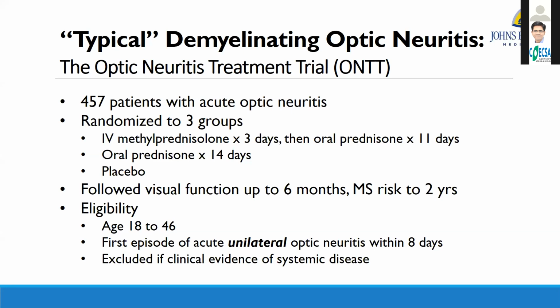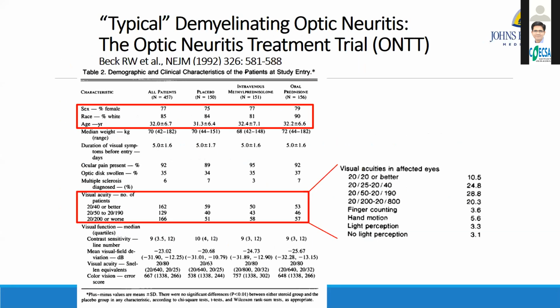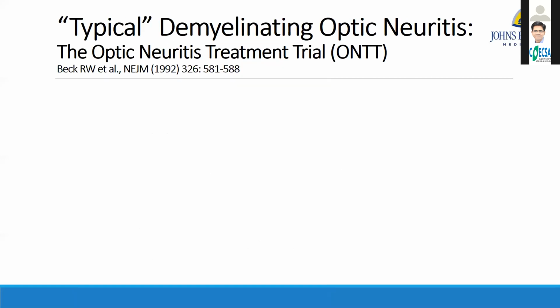When you look at who was included here, these were primarily women, primarily white women, primarily youngish, in their early 30s. And you can see that most of them had mildly impaired vision. So more than half had vision that was better than 20/200. And there were few that had vision so severe that they had only finger counting or minimal light perception. So what did we learn from this trial that was done almost 20 years ago?